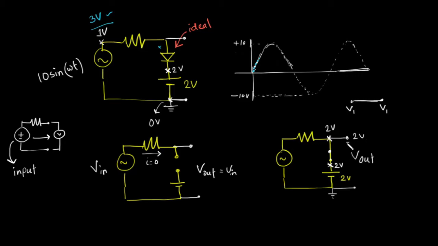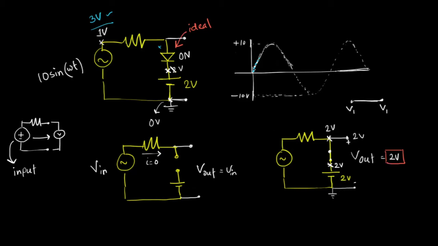So what will be the output voltage? The output voltage will be 2 volt, exactly equal to the voltage source that we had. So as long as our initial diode is on, our output voltage will be constant. It will always be at 2 volt, right?